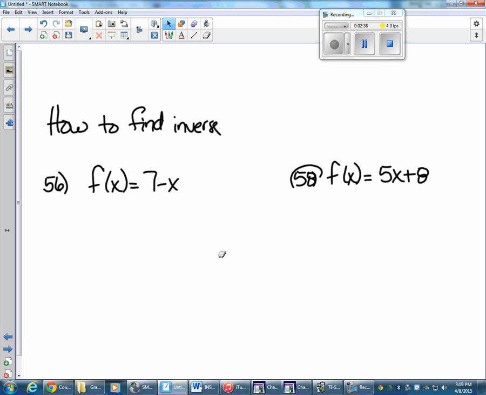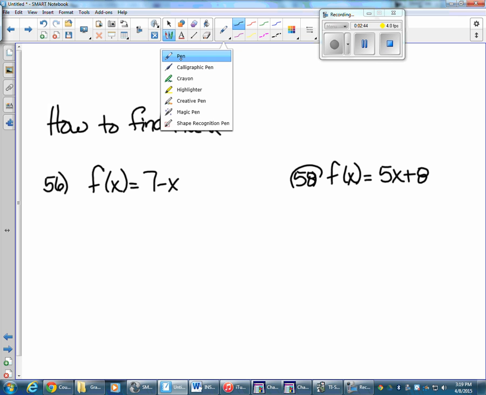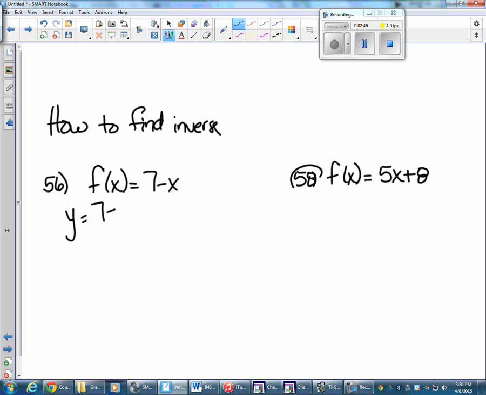So I take this problem, and instead of writing it in function notation, I'm going to write it as y equals 7 minus x. Same thing, f of x and y can be used interchangeably. So this is my original problem. To find the inverse, I'm just going to change my x's to y's and my y's to x's. So this becomes x equals 7 minus y. Now all I have to do is solve for y. So I'm going to add y and move it over here, and I'm going to subtract x and move it over here, and this would be the inverse.